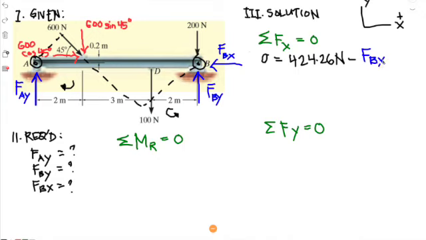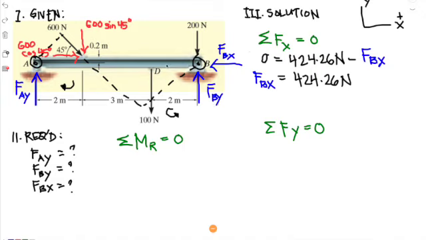Okay, so this is an equation with one unknown. 0 is equal to this, and FBX, we just need to transpose FBX to the left side of the equation, and we can write it as FBX is equal to 424.26 newtons. Okay, we already identified one unknown. So the next unknown would be either FAY or FBY. So how will we find it?